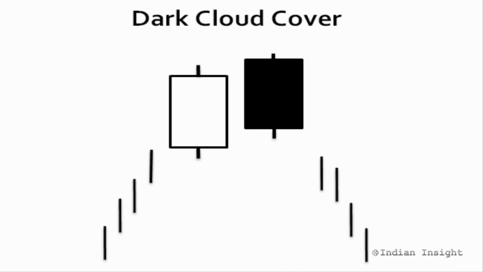Now the next reversal pattern we'll look at is the dark cloud cover. This is also a 2-day reversal pattern with bearish implication. Since this pattern has a bearish implication, it should appear after an uptrend for it to be valid. The first day of this pattern is a long white candlestick. It reflects the current trend of the market, which is up.